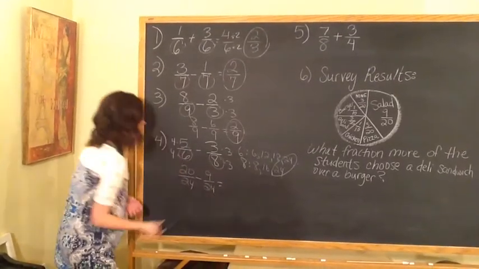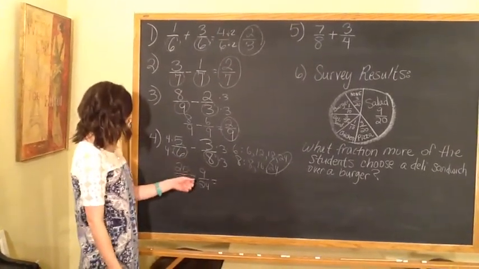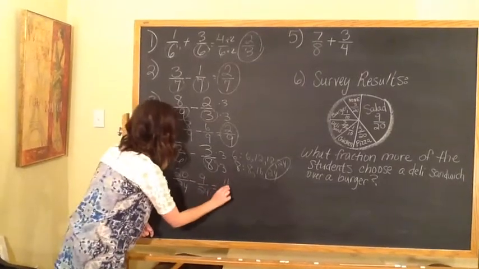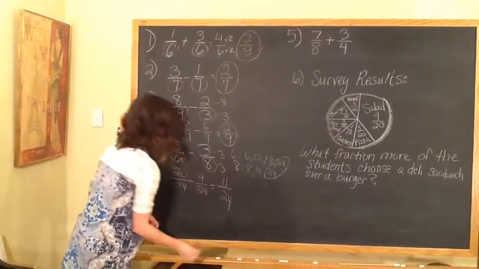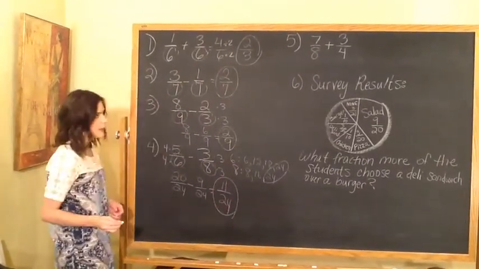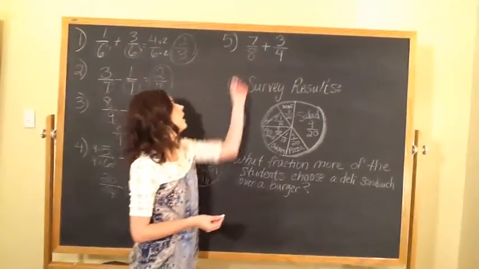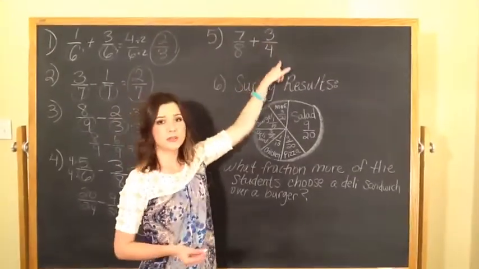So now we need to go ahead and do 20 minus 9, which is going to leave you with 11/24, and that is simplified. Alright, let's look at number 5. We have 7/8 plus 3/4.